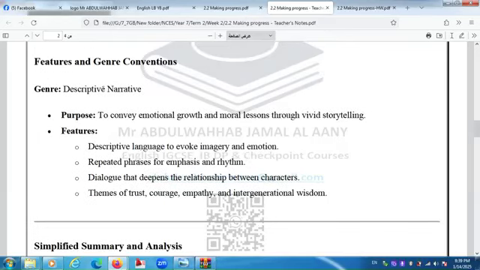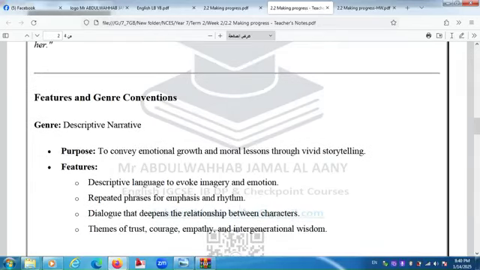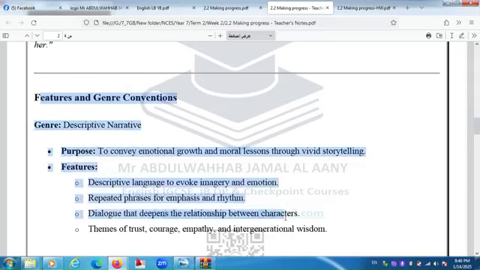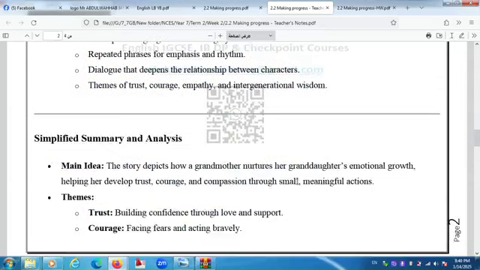The genre of the story is descriptive narrative. The purpose is to convey emotional growth and moral lessons through vivid storytelling. It uses descriptive language with lots of imagery and emotions. It has repeated phrases for emphasis and rhythm. It has dialogue that deepens the relationship between characters. The themes of trust, courage, empathy, and intergenerational wisdom are there. That's the features of the text and the genre conventions. I'm talking about extract 3 and extract 4.